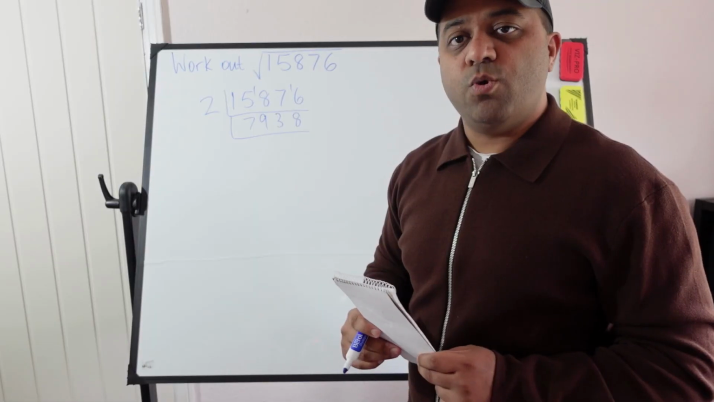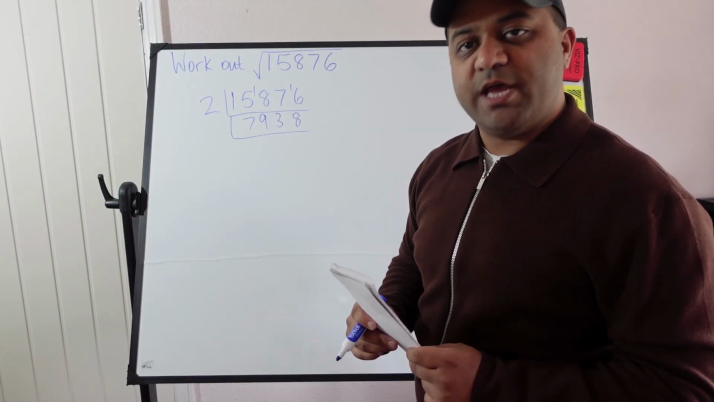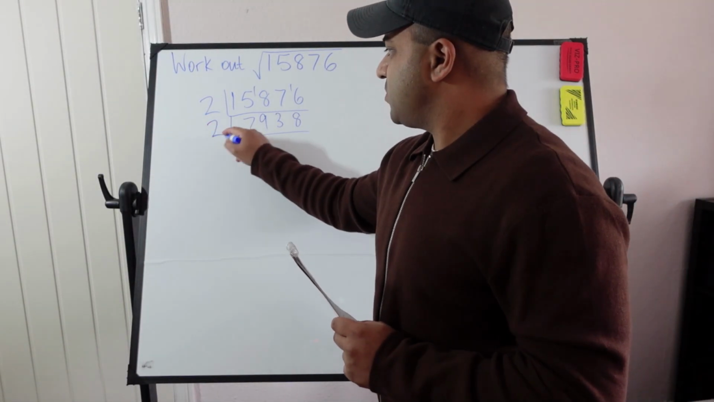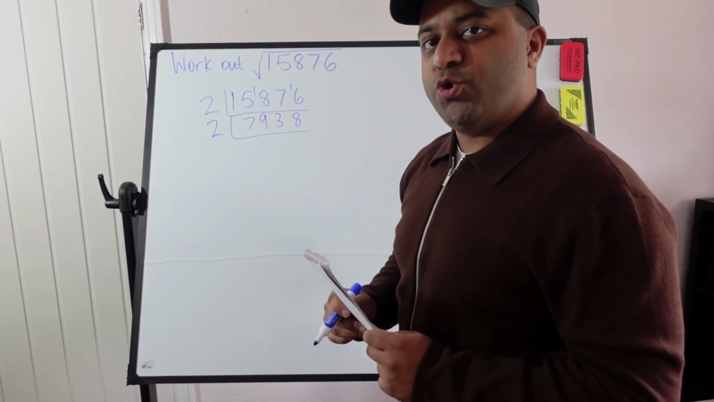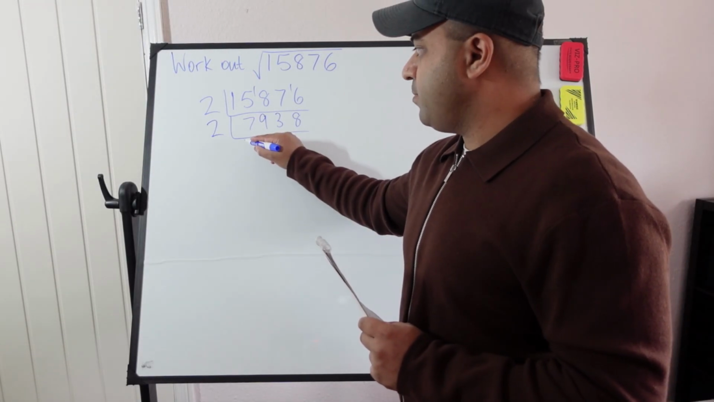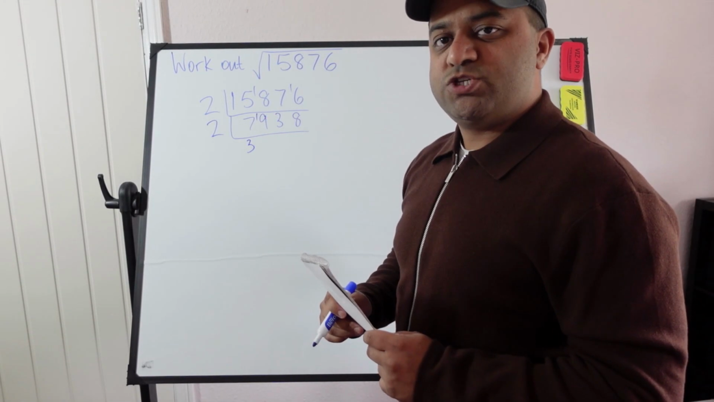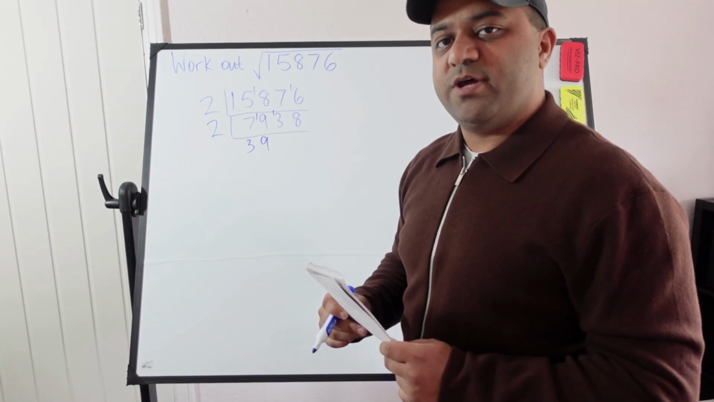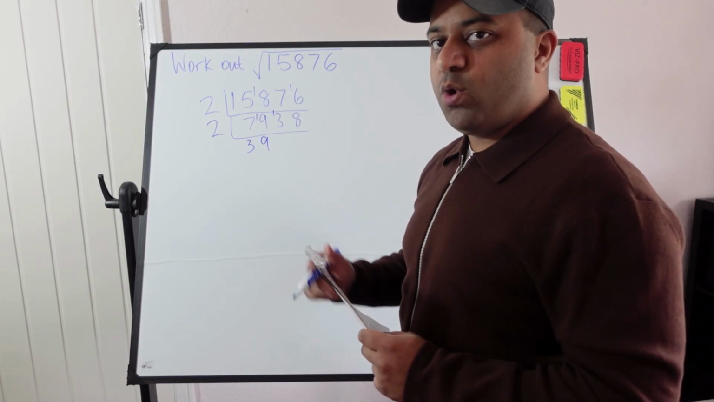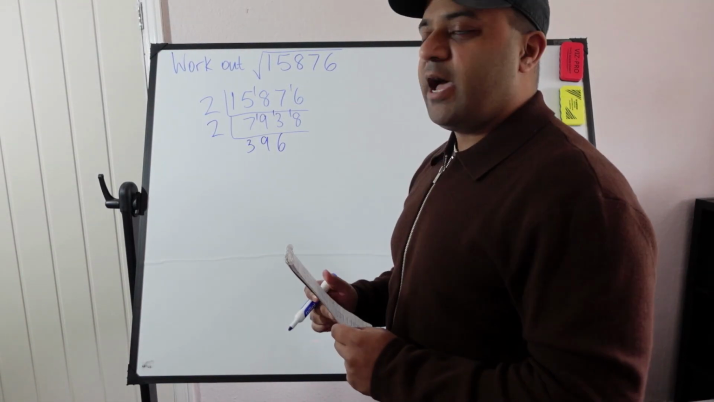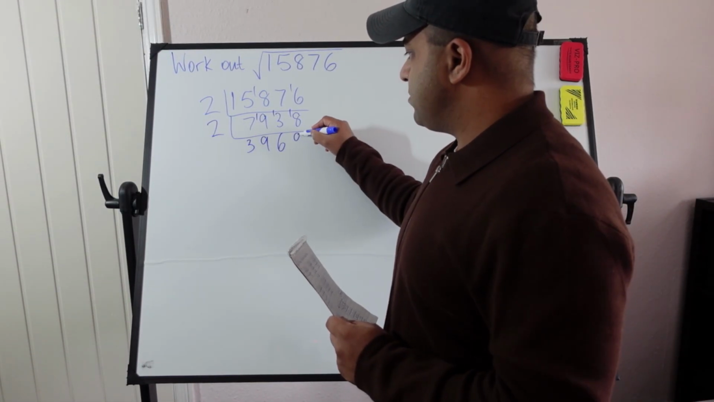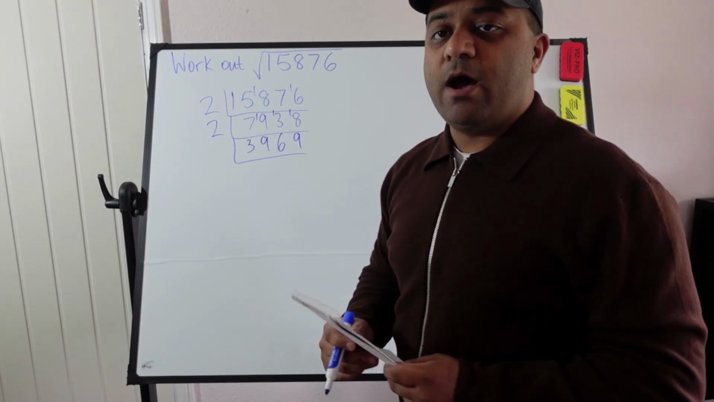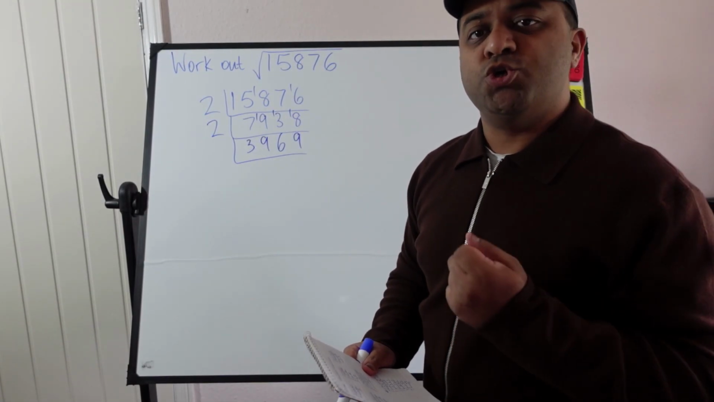The number 2 will go into this number because it ends in an 8. So let's try it again. 2 into 7 is 3, remainder 1. 2 into 19 is 9, remainder 1. 2 into 13 is 6, remainder 1. And 2 into 18 is 9. Now, this number ends with a 9. 2 will not go in.